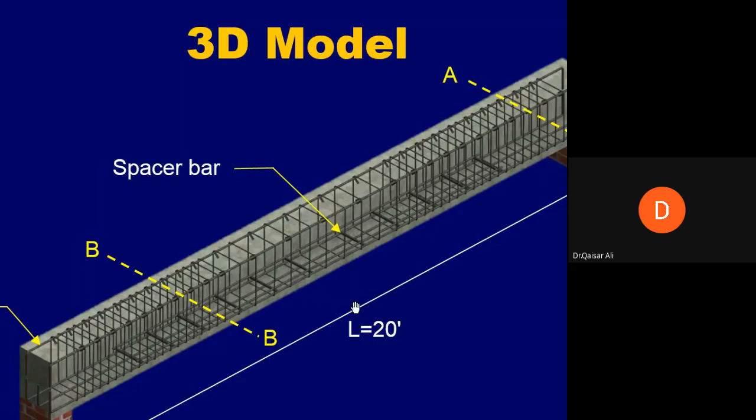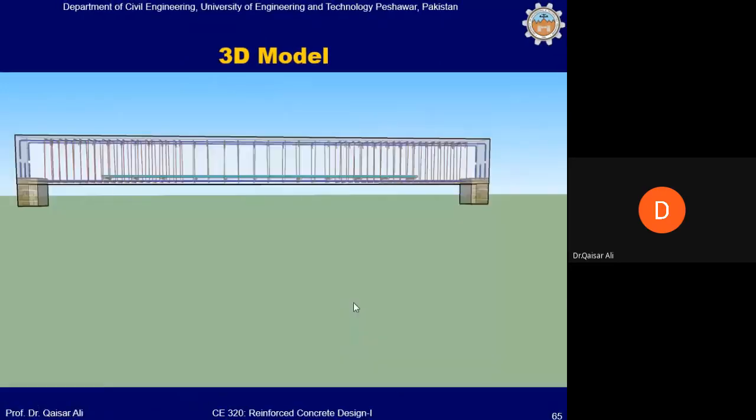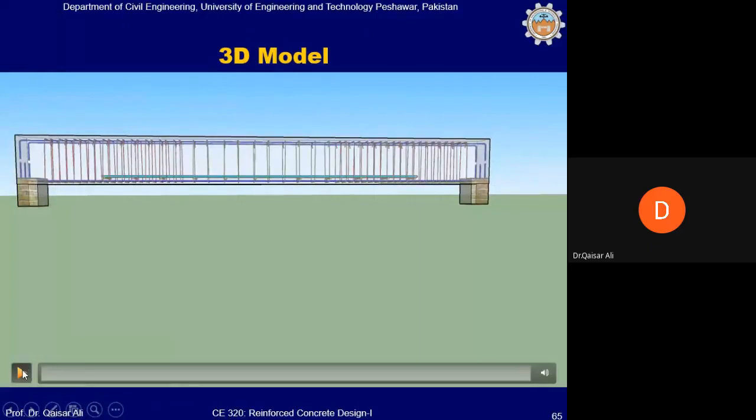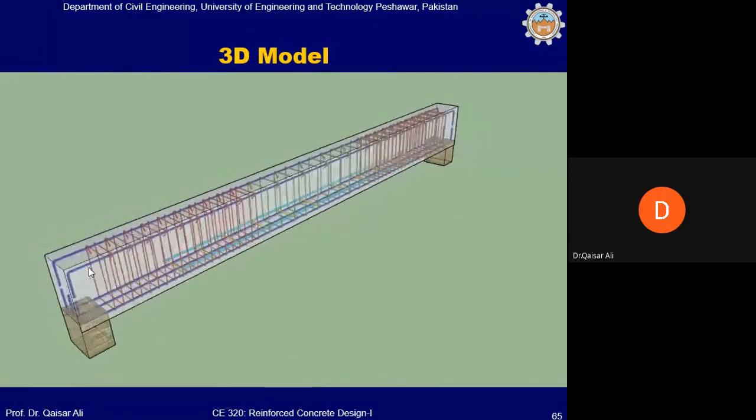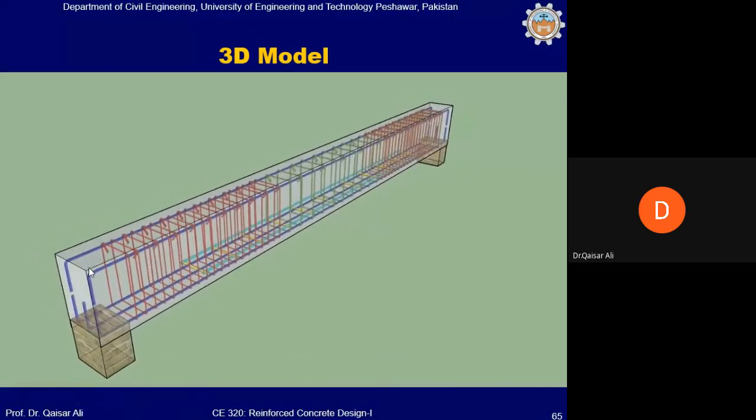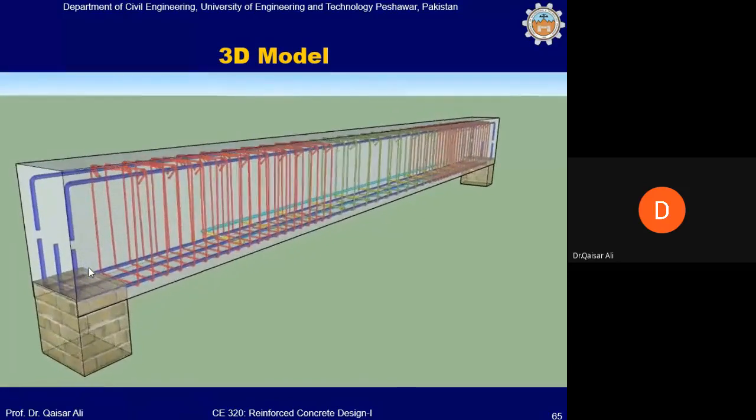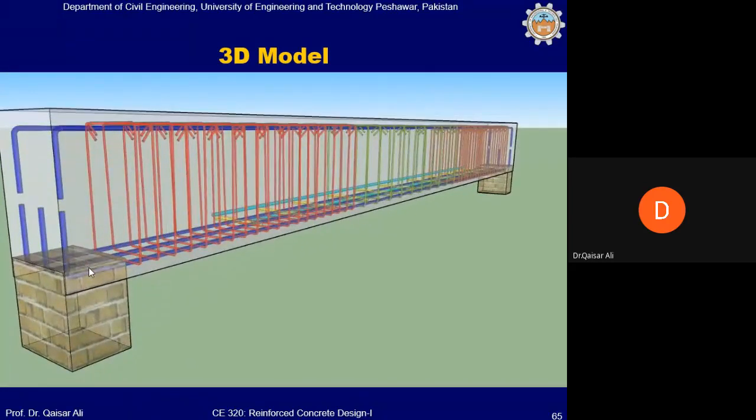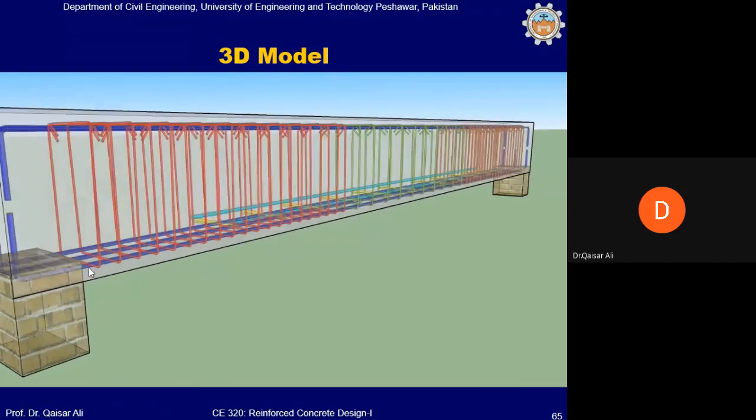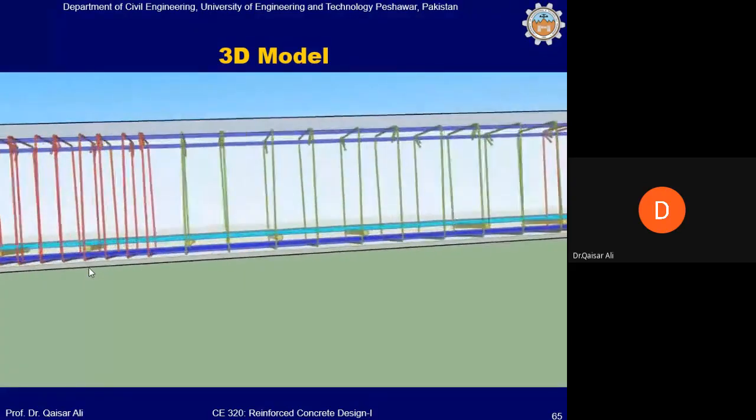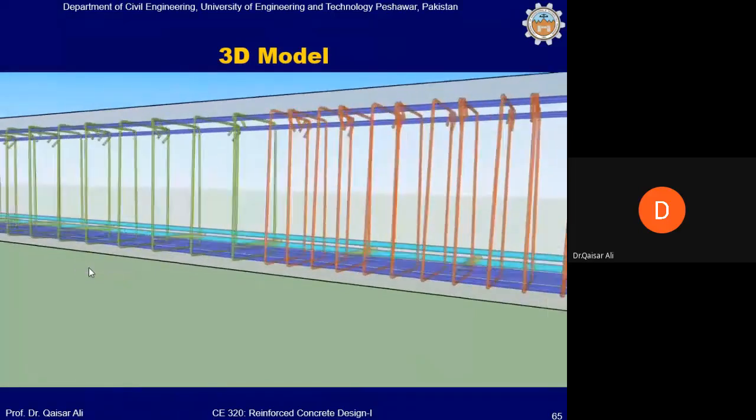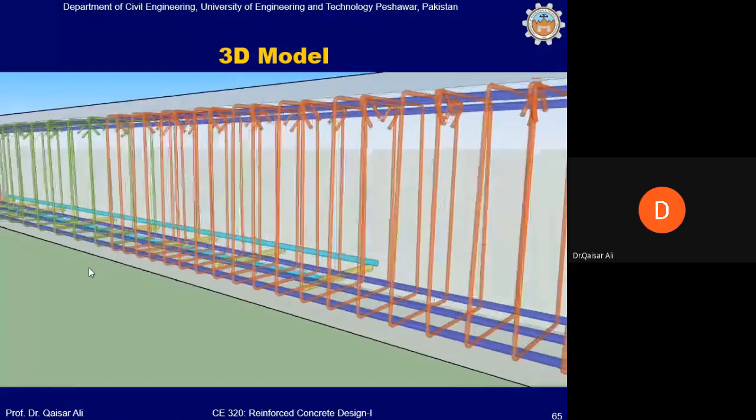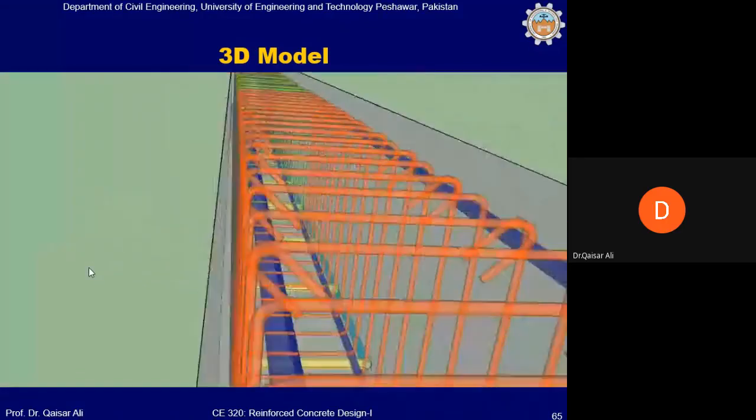in order to provide a space between first and second layer, and the minimum requirement is 1.5 inch. I will show you a video of this small animation, you can see, and then we can discuss, and that will be the end of this lecture. You can see the spacer bars. These are small pieces of bars which are placed at some interval to support these bars in second layer and also in third layer if needed.